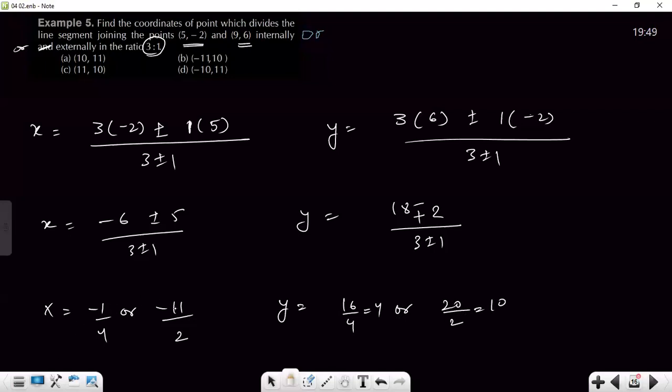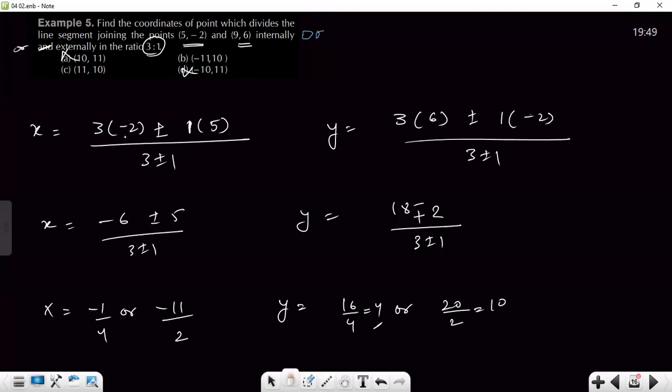Discussing -11/2, it is also not there in any option. So I guess we have made a mistake somewhere. Anyways, let's look for the y. Is there a y with value 4 anywhere? No. Is y 10 somewhere? Okay. So y is 10. Y is 10. These two options are eliminated.